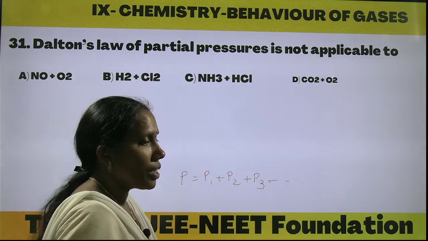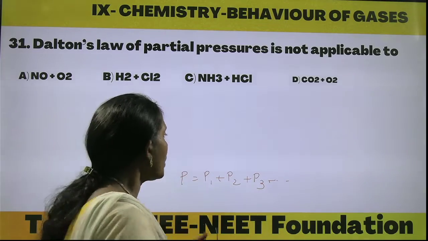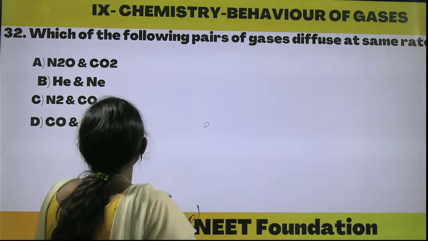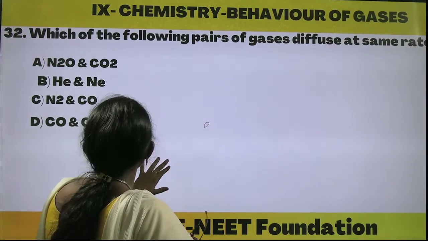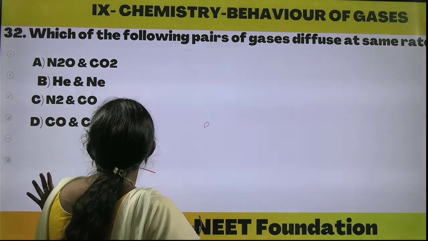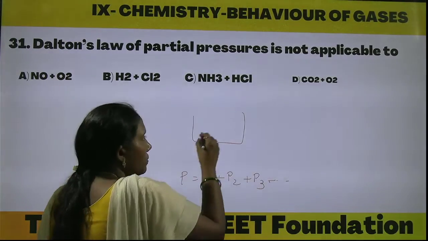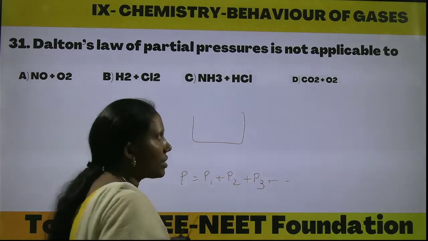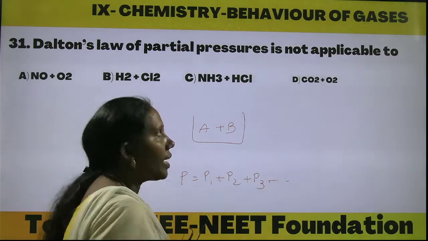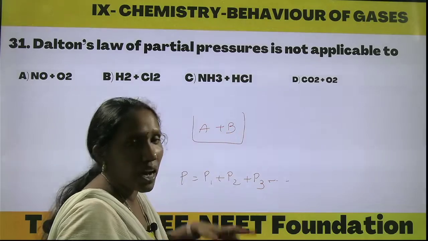But the condition for this Dalton's law of partial pressure is, whatever the gases we are taking in a container, those gases should be non-reactive. Suppose I am taking A plus B, 2 gases in a container, and the total pressure exerted in this container is the sum of its partial pressures.